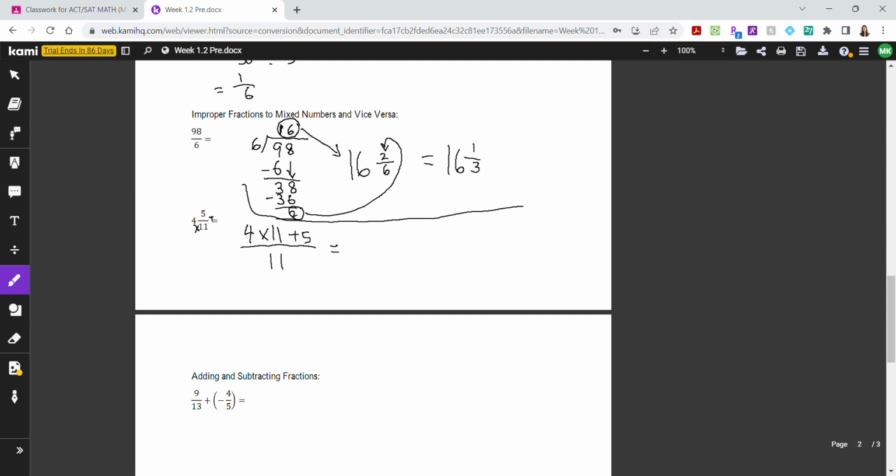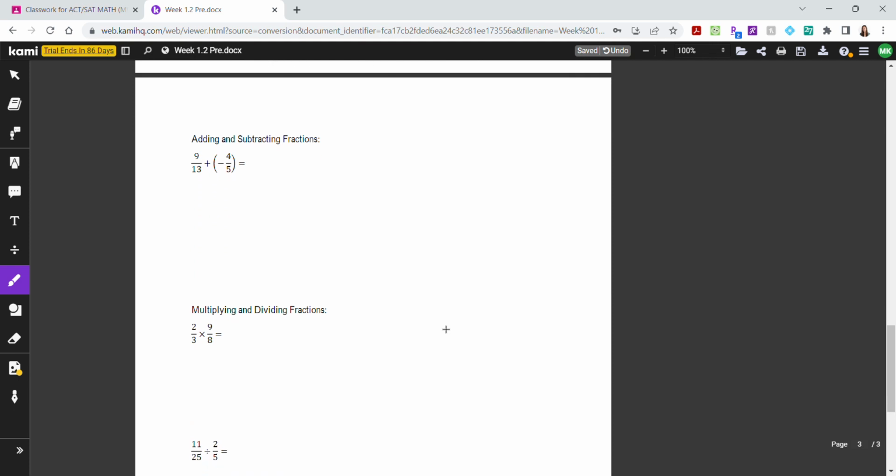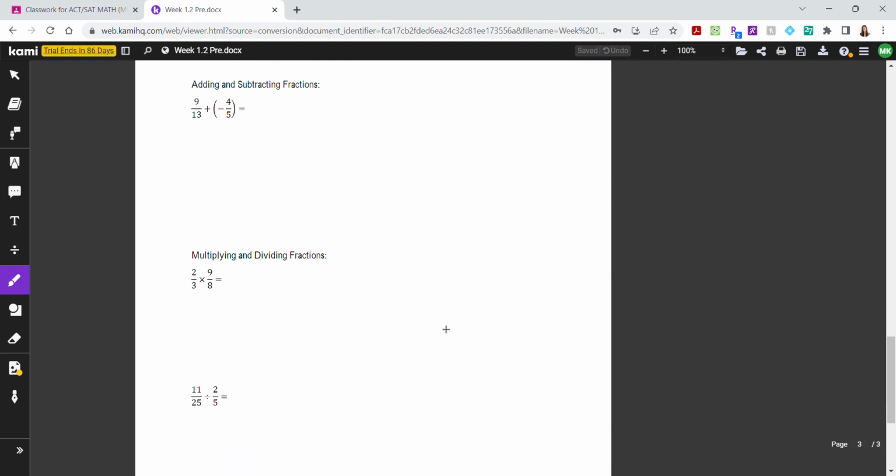So you want to take the big number, multiply with the denominator, and then from there you want to add it to the numerator, and then that will give us, let's see, it will give us 49 over 11, and that's our improper fraction.